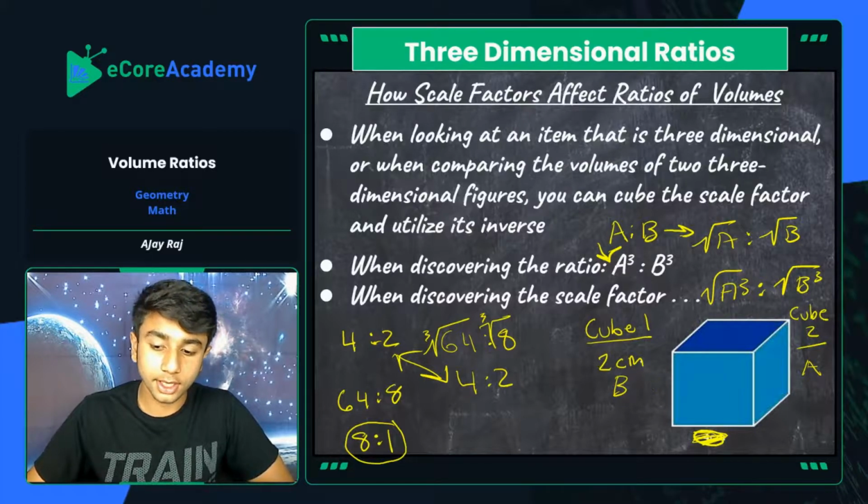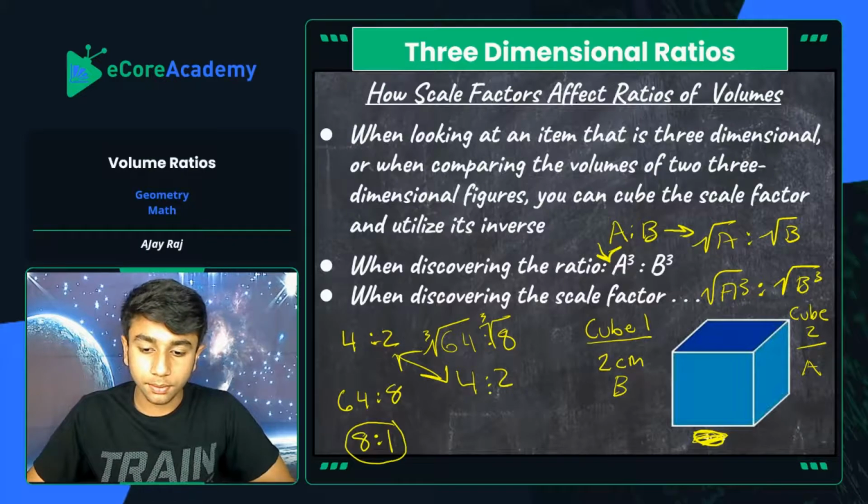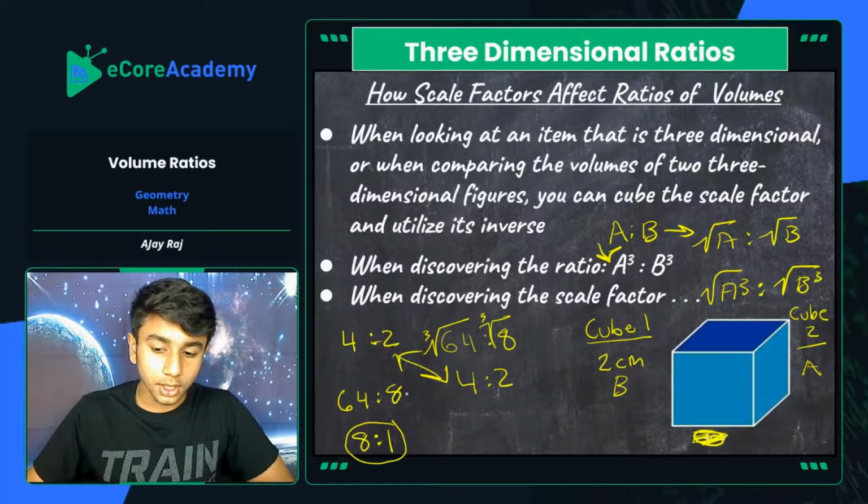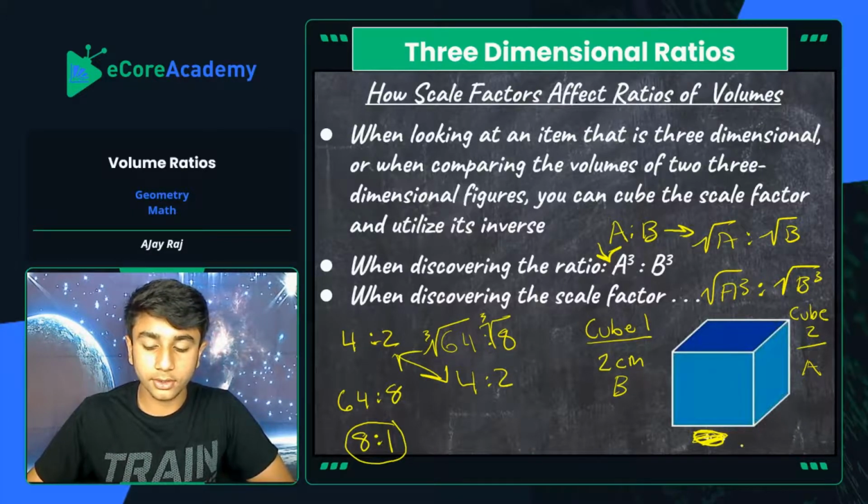All we would do is find the corresponding side length here, so 2, and then cube root each side of our given ratio here. Like I said, 64 to 8, and we can multiply it to find this missing length here.